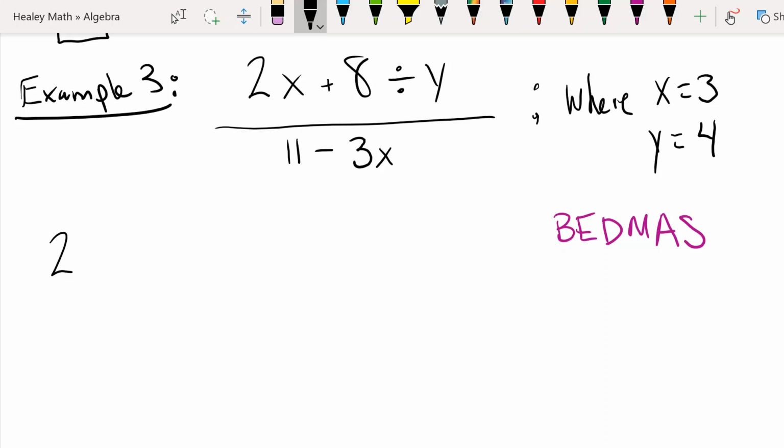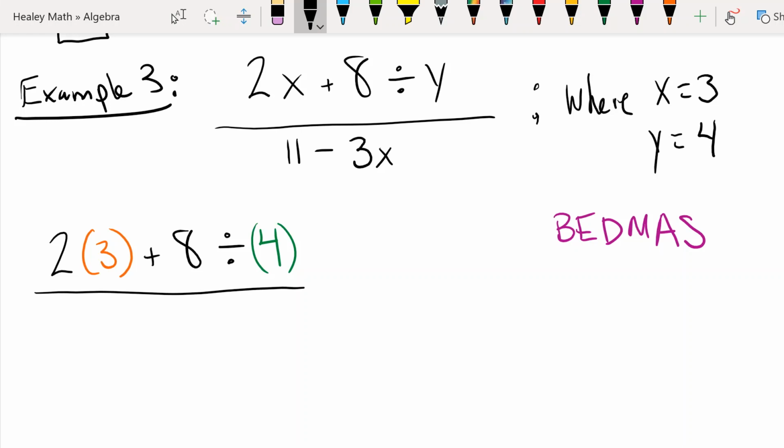So let me rewrite our expression. However, instead of x, I will put 3. So this is 2 times 3 plus 8. Instead of y, we will replace that with 4, all divided by 11 minus 3 times x, which is 3.